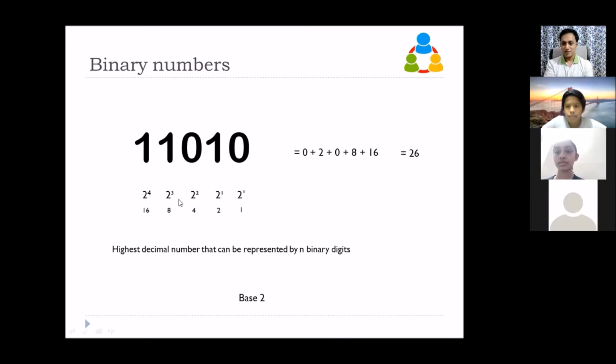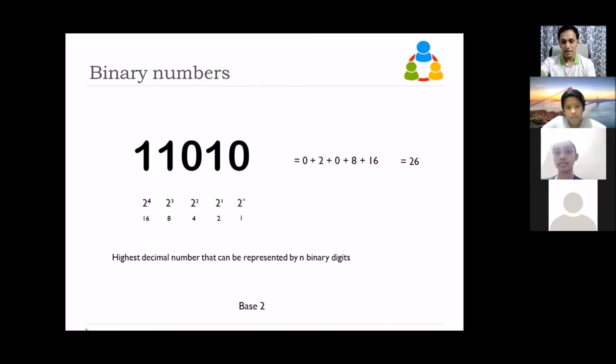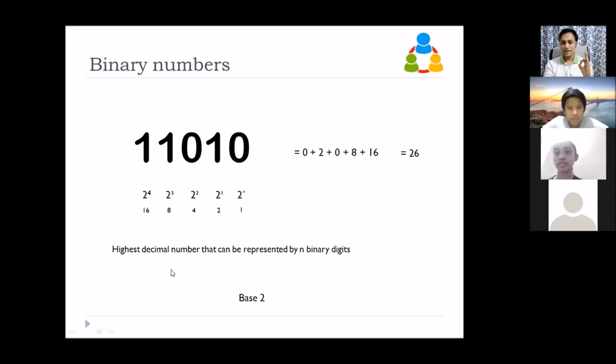Do you all get that also? Yes, sir. So 2 raised to n minus 1 is the largest number you can represent. All of you, do you understand this expression called 2 raised to n minus 1? So now you see this also you understood.